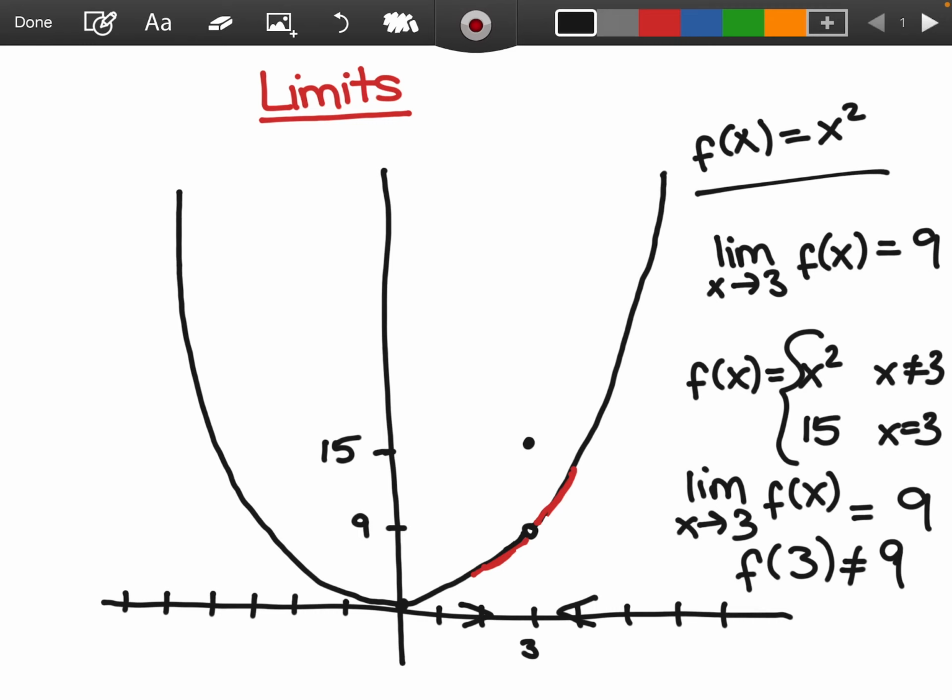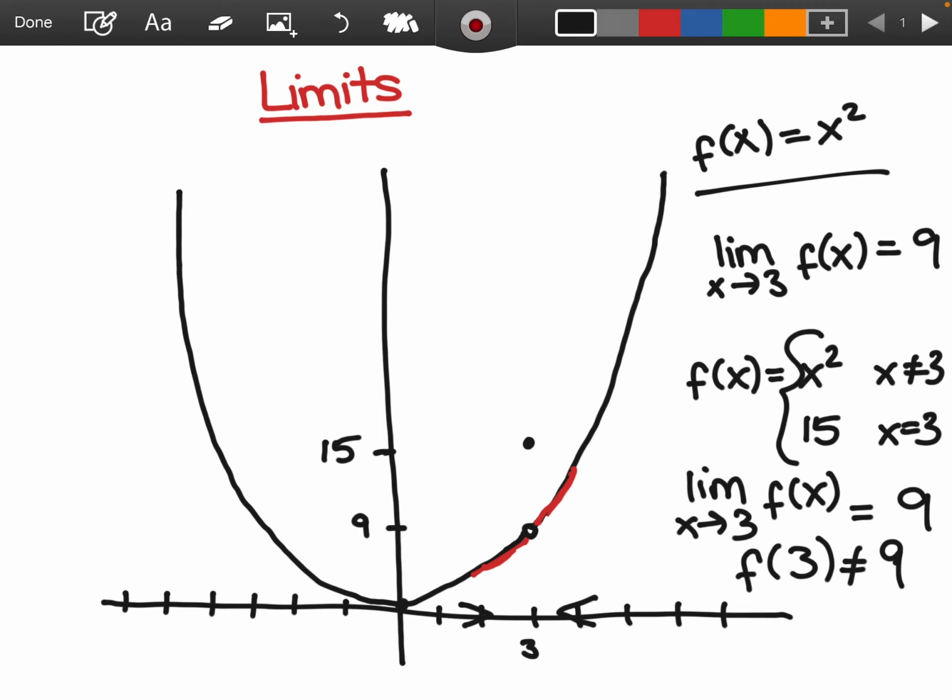But now, with our new function, we have this discontinuity, where we have this point that is removed, and we have that at x is equal to 3, f of x equals 15. But that isn't the case for all of our other function values. We have this discontinuity, and therefore our graph is no longer continuous.